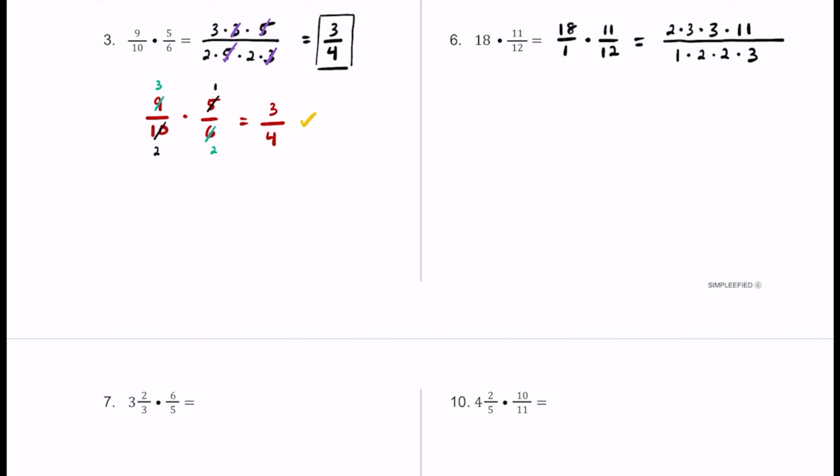Now what do they have in common? Looks like they both have a 2, we can cross those out, and they both have a 3, so we can cross those out.